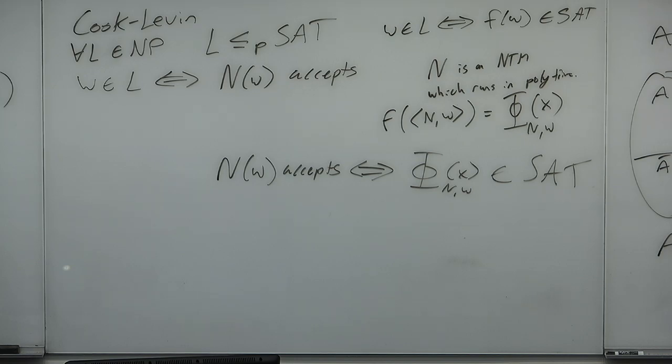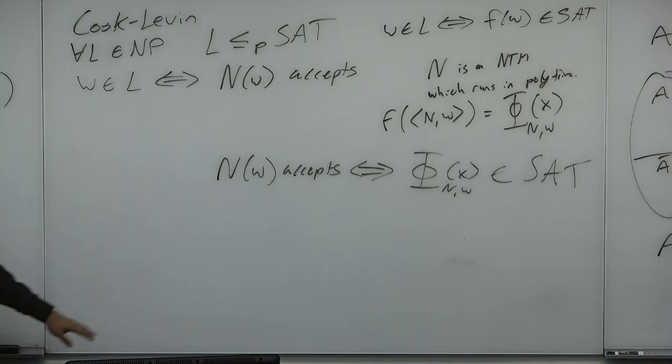We can't. A reduction should not solve the problem, because if you could solve the problem, that would make everything kind of trivial. It sort of translates problems that you don't think solutions are easily found for. So we don't know if N accepts W or not, but we do know if it does accept W, we'll create a formula to be satisfiable. And if it doesn't accept W, we'll create a formula to make sure it's not satisfiable.